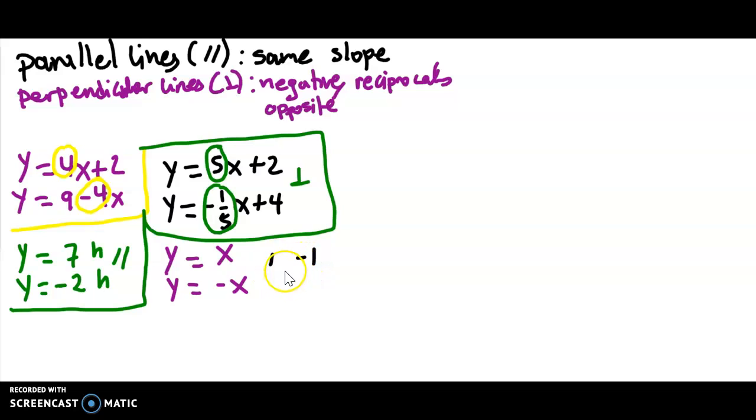Another way to look at negative reciprocals is that their product should always give us -1. So because their product is -1, these two lines are perpendicular to each other. Let's do a couple more here.